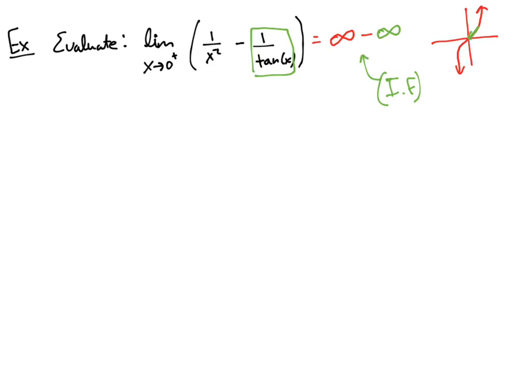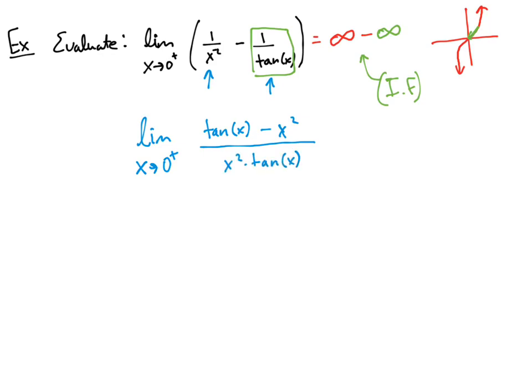In order to do that, we need to rewrite the function we're taking the limit of as a quotient. So to do that, I want to get these two terms to a single term that's a fraction. So in order to combine these fractions, I need a common denominator, which is just going to be x squared times tangent of x. So in the first fraction here, I need to multiply the top and bottom by tangent of x. In the second fraction here, I need to multiply the top and bottom by x squared. And so we end up with this fraction.